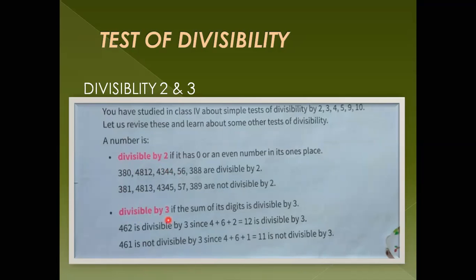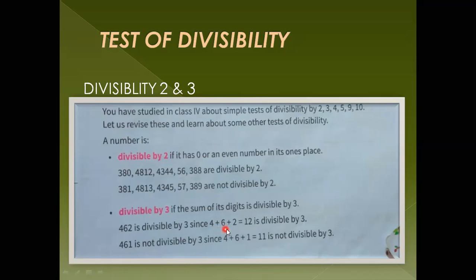And what is the rule for divisibility by 3? If the sum of its digits is divisible by 3. Sum means, suppose for example 462. The number is given. So what you have to do? The sum of the digits means you have to add 4 plus 6 plus 2.